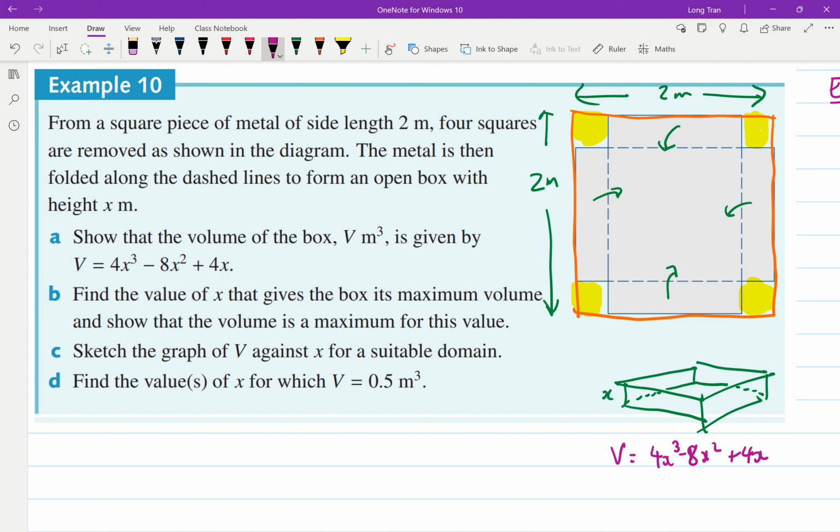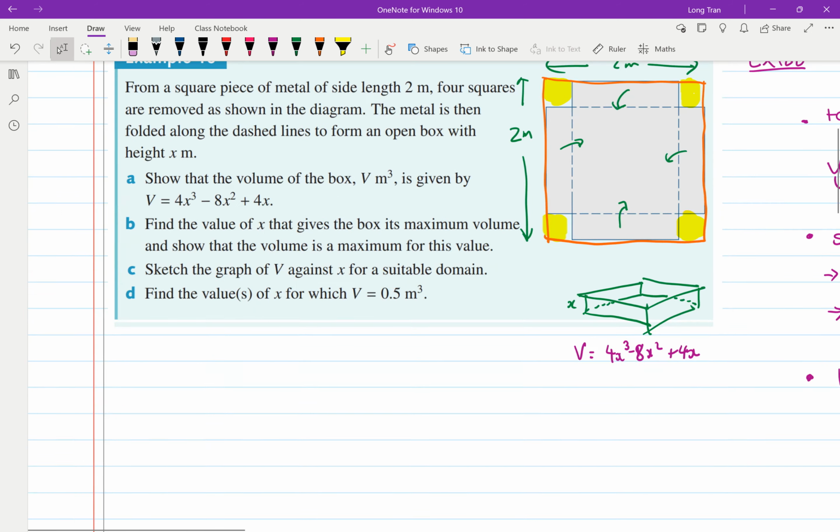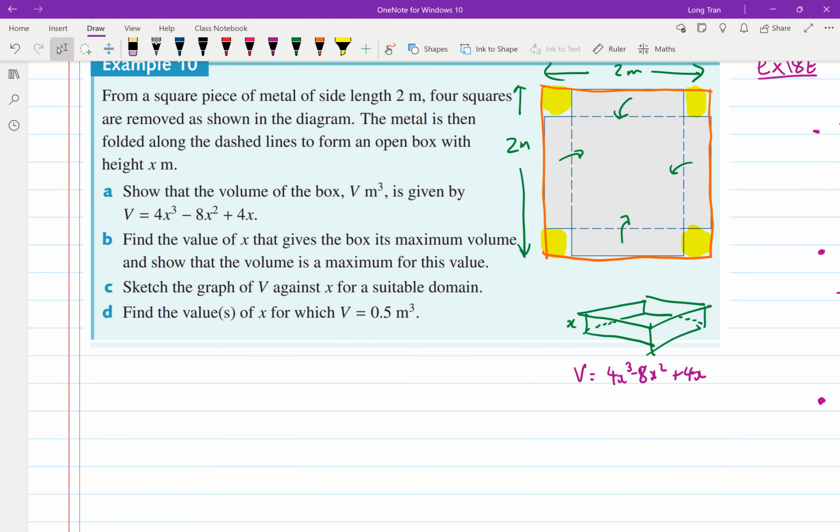How do you find the volume of a rectangular prism? How do you normally find it? What do you have to do? What's the formula to find the volume of a rectangular prism? V is equal to? Yeah, very good. I'm teaching my year 8s that right now. Very common that we know how to find the volume. So write that down. Start off there.